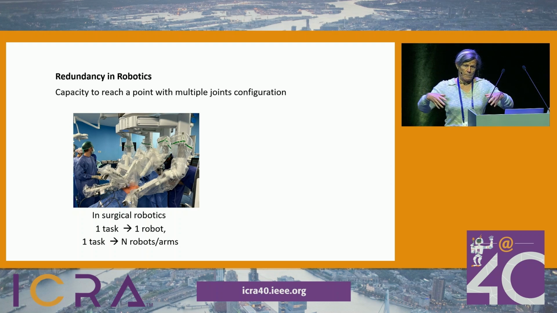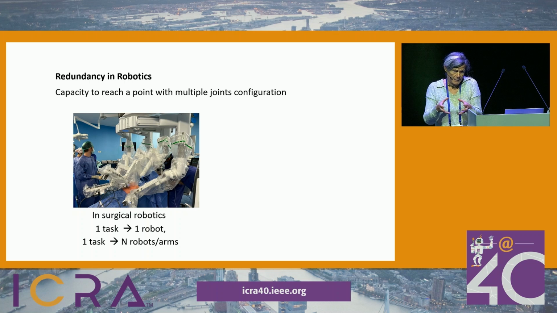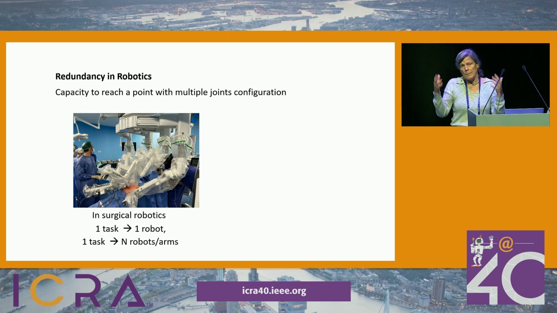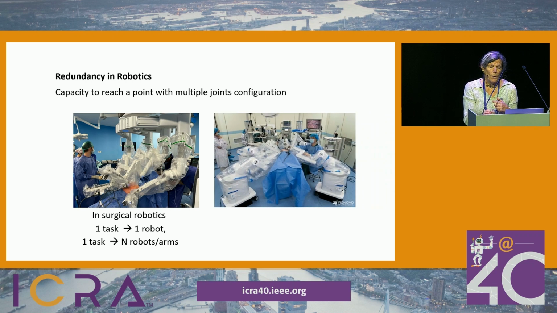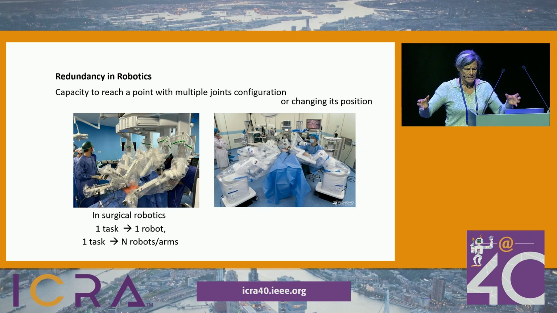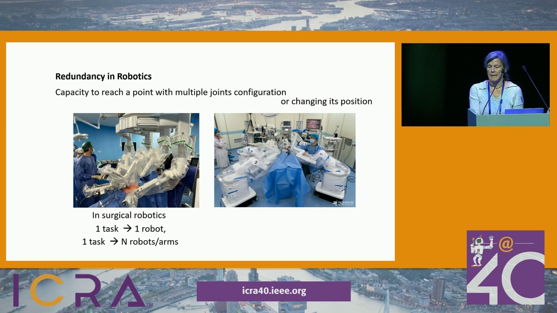And many arms working together in a reduced working space. That means that we need redundancy to avoid collisions. And this can be implemented in the different arms of the robot, or with the initial positioning of the robot. Placing the robot in different places can give a different working space.